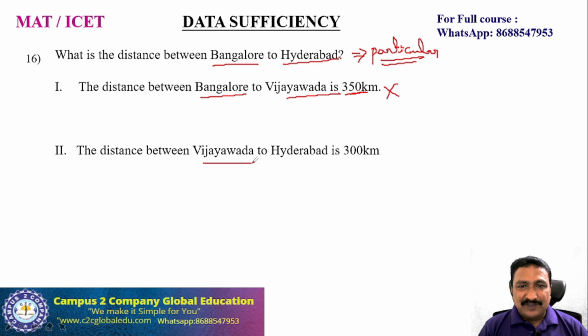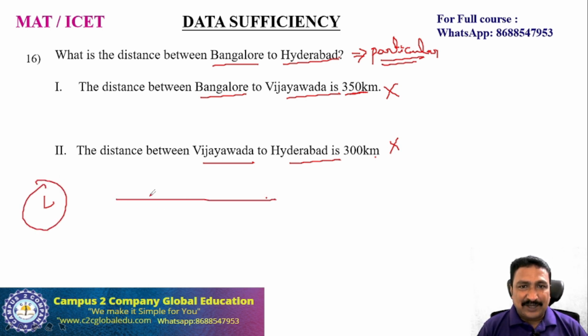Second statement: the distance between Vijayawada to Hyderabad is 300 km. Here also we cannot say from Bangalore to Hyderabad because they gave Vijayawada to Hyderabad. So we can eliminate second statement also. Here most of the students will keep answer as the third option. Why? Because they will combine first statement and second statement.